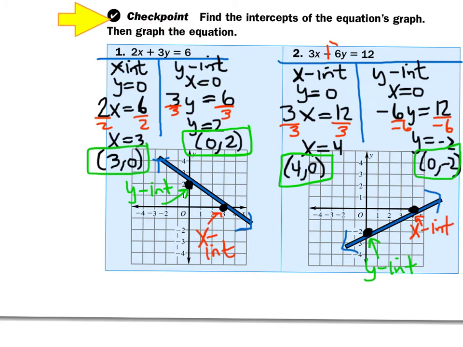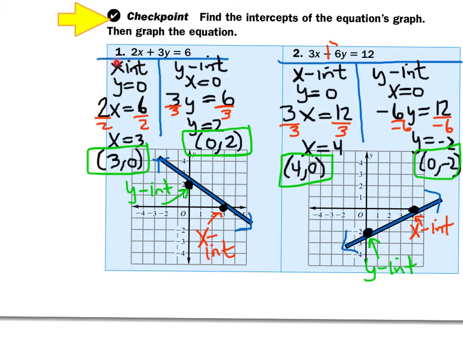All right, so take a look at the checkpoint. They want us to find the intercepts and then graph the equation. So on number 1, it's 2x plus 3y equals 6. So draw that big giant T underneath it. Put the x-intercept on the left and the y-intercept on the right.